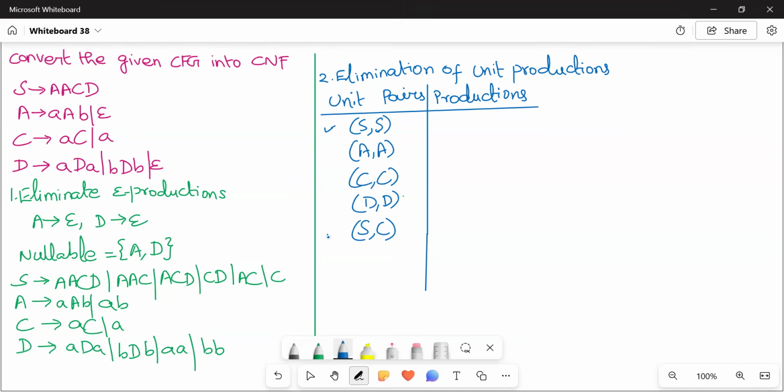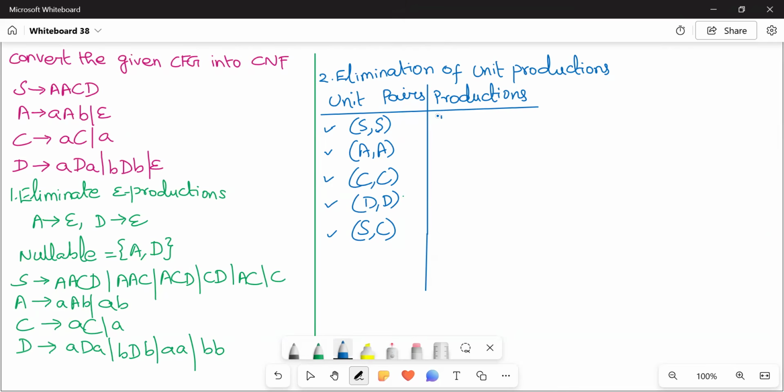Now consider this S comma C. Okay, recursively we have to consider. So S comma C. Now check whether the second symbol C has a unit production or not. No. So we can leave it now. Then consider A, A. Consider whether the second symbol A has a unit production. No. Then C, C. Then check whether C has a unit production. No. Then check D, D. Okay. Check whether D has a unit production or not. No. So now we need to eliminate all the unit productions from the grammar.